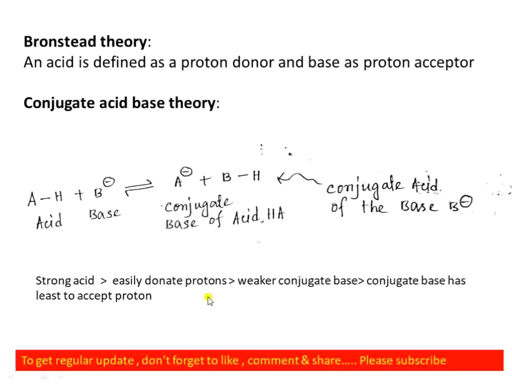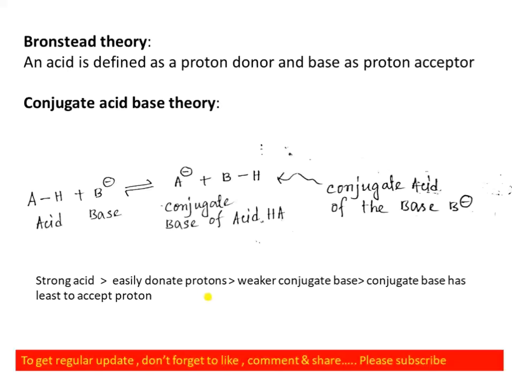Now, always remember, a strong acid will be the one which can easily donate its proton and whose conjugate base will be the weaker one, which means the conjugate base has the least tendency to accept a proton. Here, the conjugate base of acid HA will be stronger only when the acid HA is weaker. But if the acid HA is strong, then its conjugate base will have to be weak.